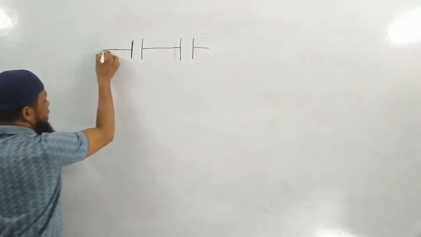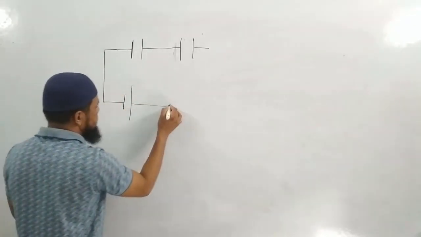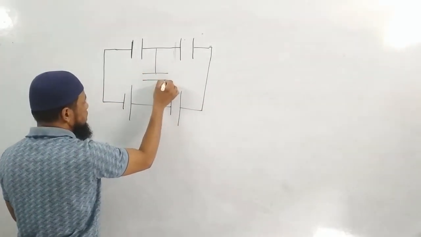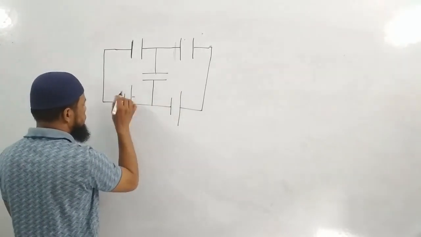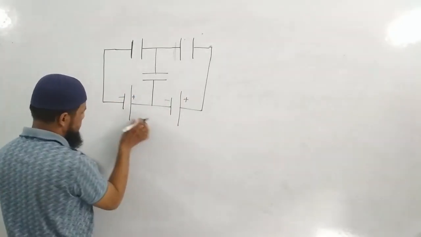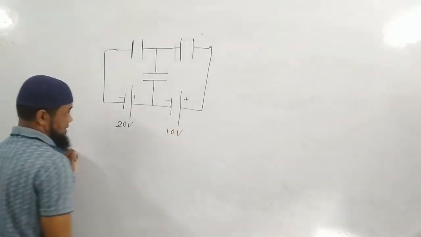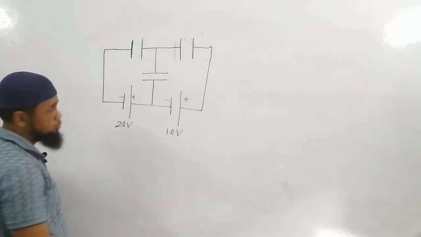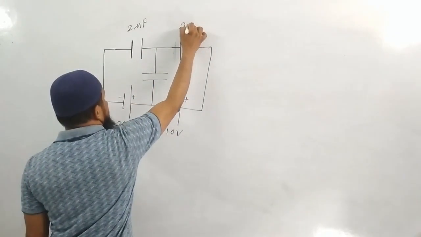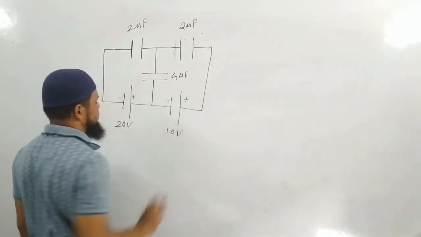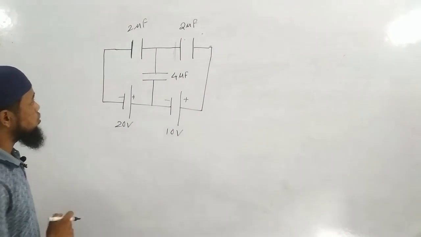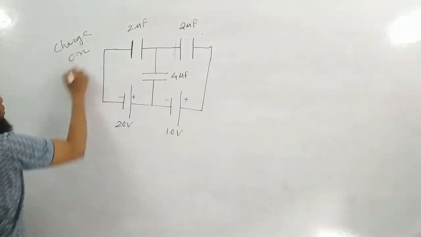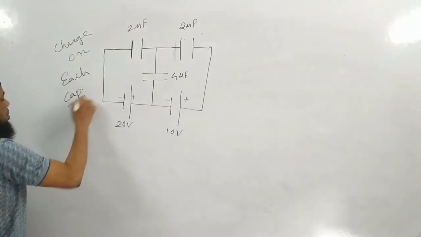Chalo. I'll be using 3 capacitors and 2 EMFs. Something like this. If a circuit like this is given. Minus, plus. This is 20 volt. This is 10 volt. And this is 2 microfarad, 2 microfarad, 4 microfarad. We have to find the charge on each capacitor.